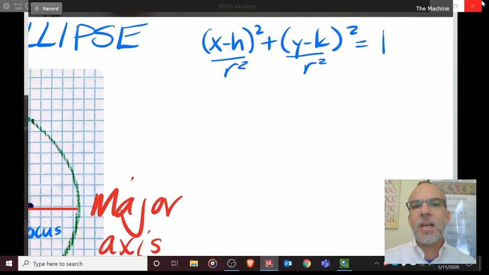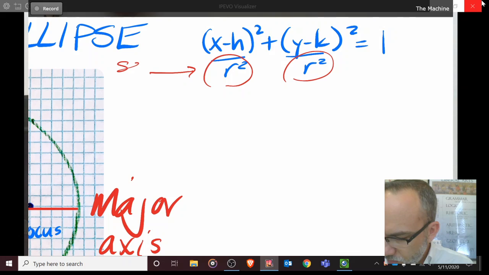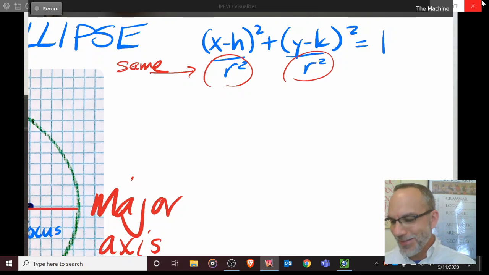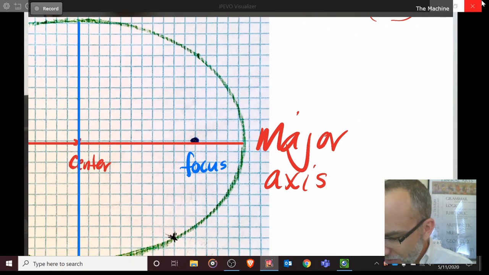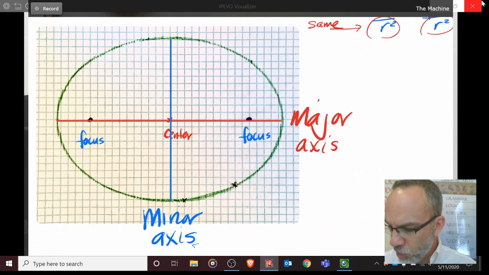Remember that x goes left and right and y goes up and down. And if they're both divided by the same number, r squared, then your distance top to bottom, the diameter of the circle top to bottom, is going to be the same as the diameter of the circle left and right. But if they're not the same, guess what you get? You get an ellipse. Because look, the major is longer. You can call the major axis maybe the horizontal diameter in this one, and you can call the minor axis maybe the vertical diameter in this one.